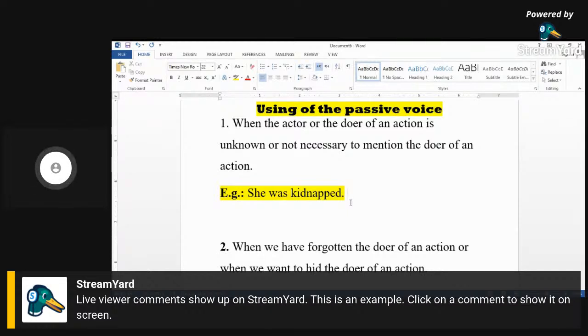So if the doer is clear for us, we can mention the name. Or if we would like to hide the doer of the action, we say that she was kidnapped. But in here still the doer is not clear for us. Or if it is clear but we do not want to mention the doer of the action, we use this form. I mean, we do not mention by someone else.